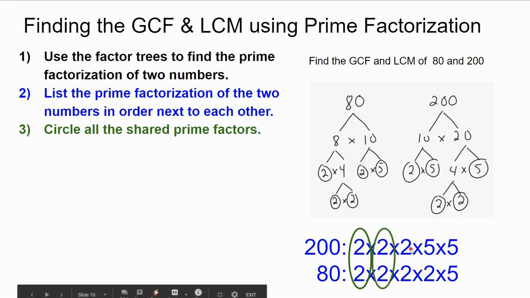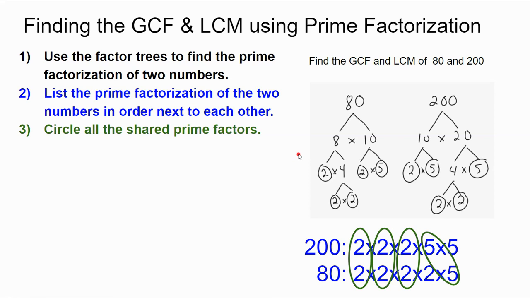Yeah. Do they share a third 2? Yes, they do. There's a third 2 in each list. Do they share a fourth 2? I notice there's a fourth 2 down here in 80, but no, 200 doesn't have one. So we've got those. How about 5? Do they share a 5? Yes, there's a 5 in each list. And notice that's it, because there's no matching second 5 in the prime factorization of 80. All right. So now we've got the shared prime factors identified.